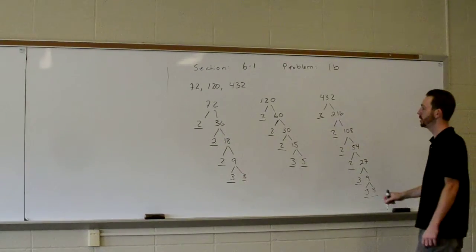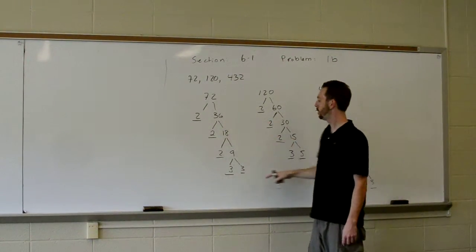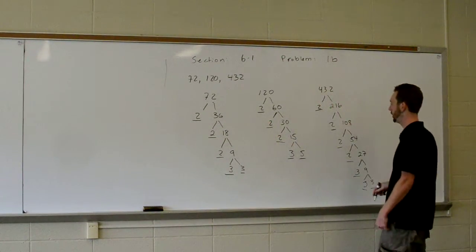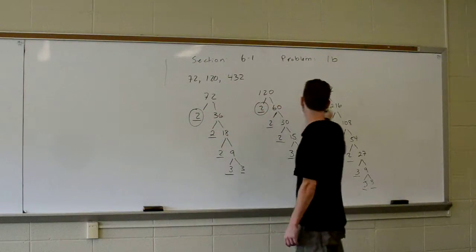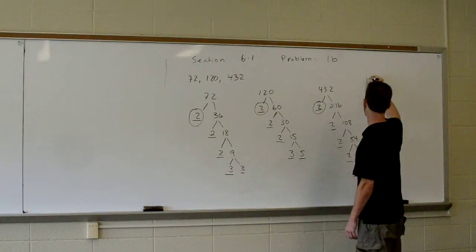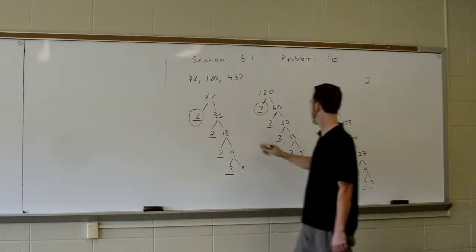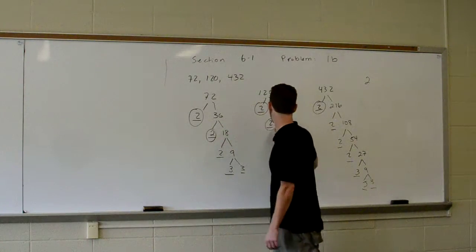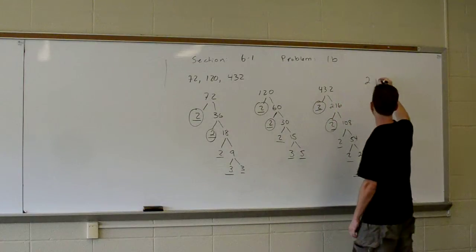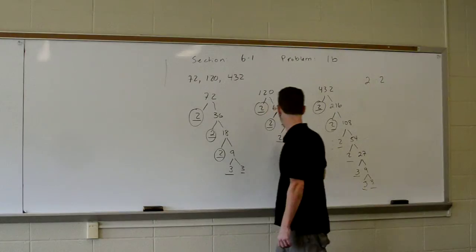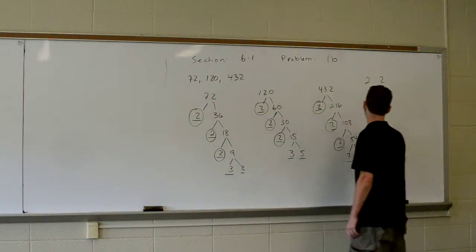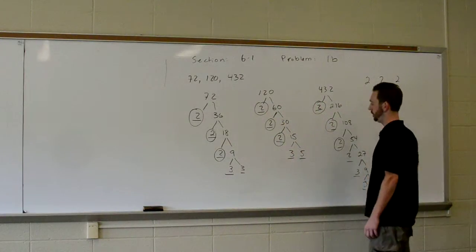Now what we need to do is look to see what's the greatest number we have in common in all of these. So we have a 2 in all three of these. So 2 is a common factor. And we have another 2 in all of these. So another 2 is a common factor. We have another 2 in all of these. So another 2 is a common factor.